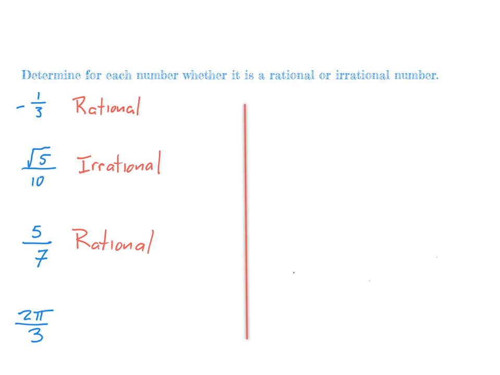And lastly, we have 2 times pi over 3. Now remember that pi is an irrational number. So if pi is an irrational number, the product or the quotient that includes pi is going to be an irrational number. So whenever you see pi, you already know that that's an irrational number. Now, do the 4 examples.